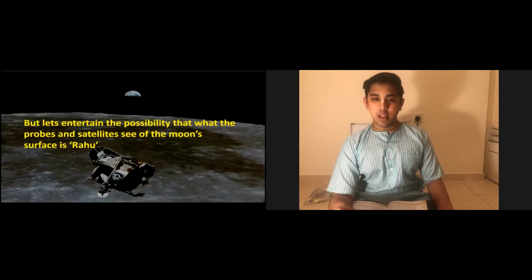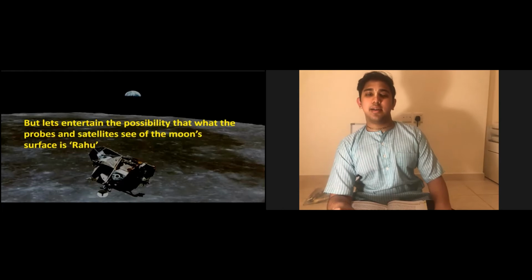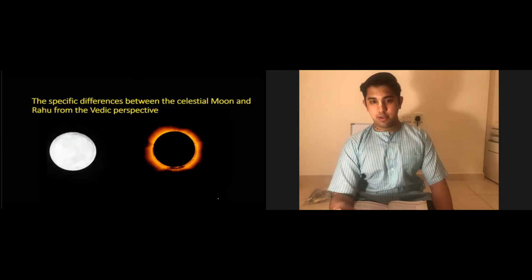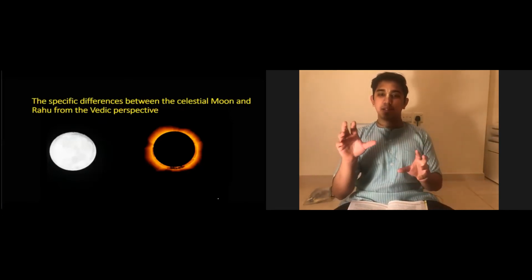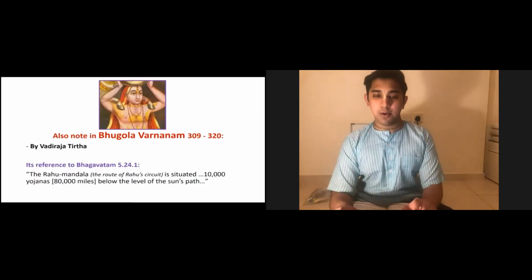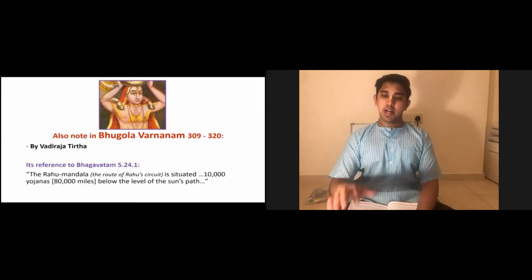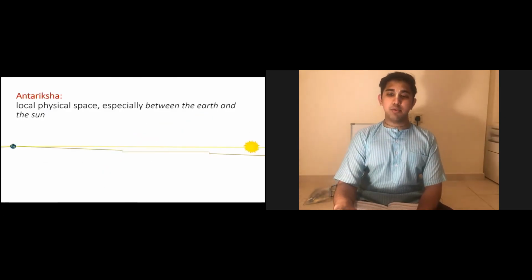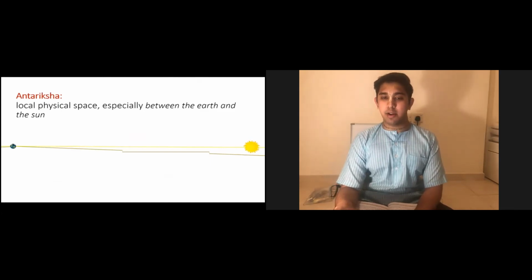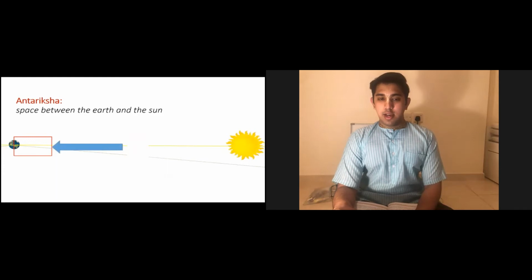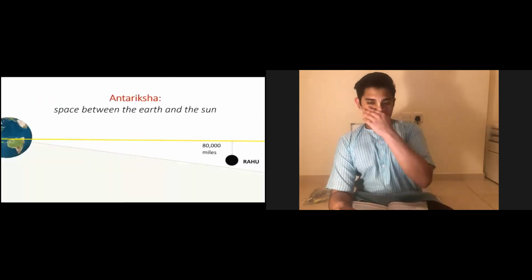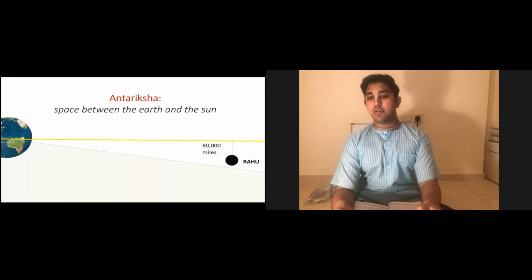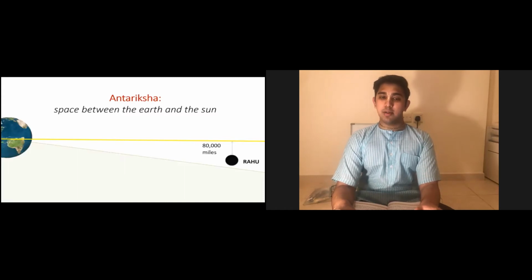So, well, let's just entertain the possibility that what the probes and satellites see of the moon is the surface of Rahu. So the specific differences of the celestial moon and Rahu from the Vedic perspective are as follows. The Rahu Mandala is situated about 10,000 yojanas below the level of the sun's path. So this would be the Bhumandala as described in Bhugol Varnanam. And as we zoom in to that position, we find the position of Rahu is about 80,000 miles, or 10,000 yojanas, below the orbit of the Earth.